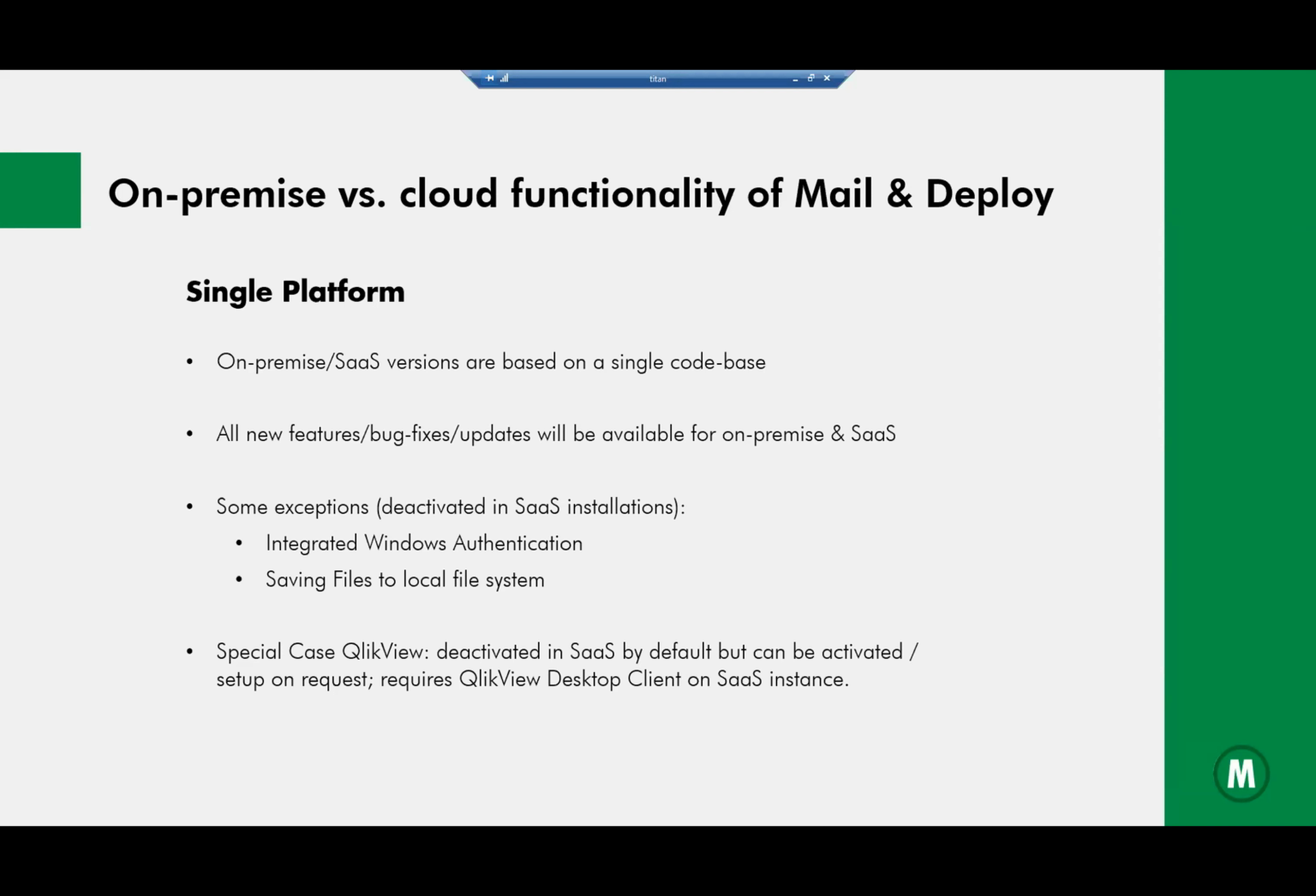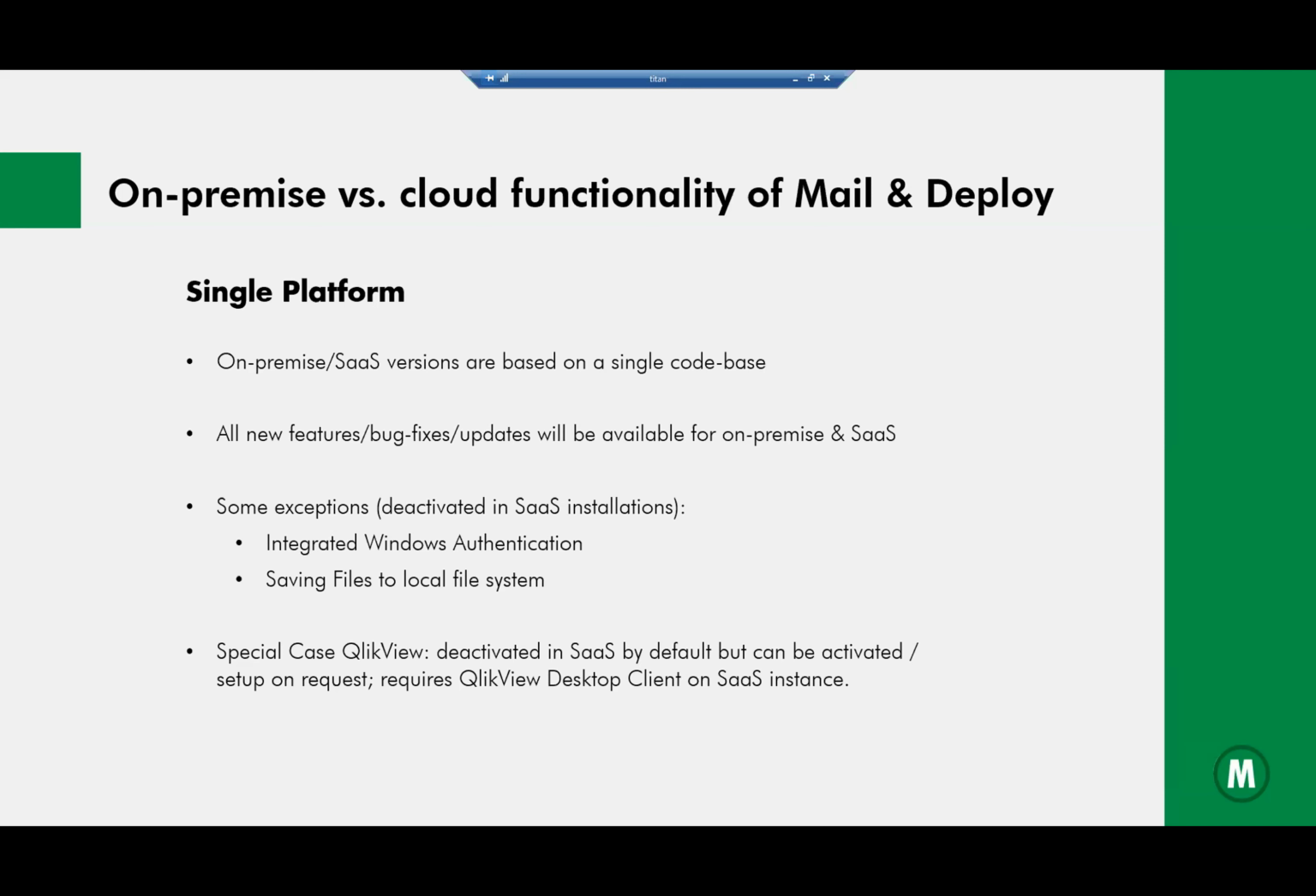And that has a few advantages. For instance, we only need to maintain a single code base. So all the new features, bug fixes, and updates will be available for both on-premise and the SaaS version without any delay. The software updates are both in sync, and that, of course, minimizes our development efforts. Also, when you're moving from an on-premise to a SaaS version of Mail Deploy, or you have to work with both versions because you're in a transition period, you will get the same experience whether you have the on-premise or the SaaS version.